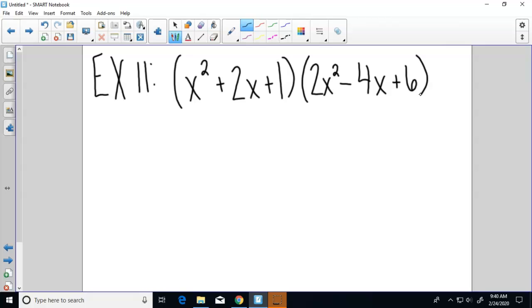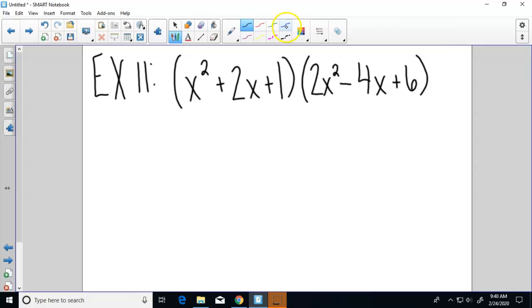FOIL definitely is not going to work on this because we got a 3 by 3 here. A trinomial times a trinomial. So these problems are no more difficult than the more simple ones in what you're doing, but they are really difficult to keep everything straight and not get it all mixed up. We're going to do this one and one more example, and I'm going to show you a couple strategies that can help you keep it straight.